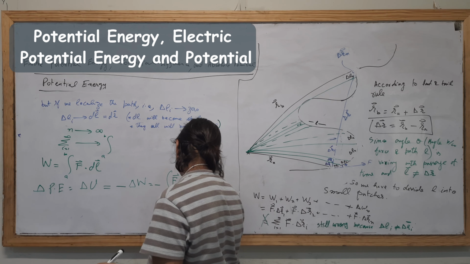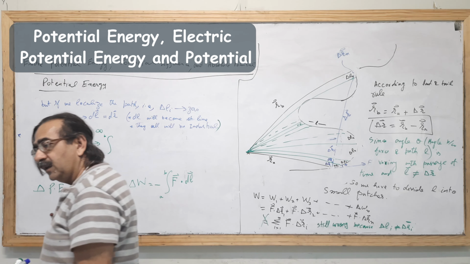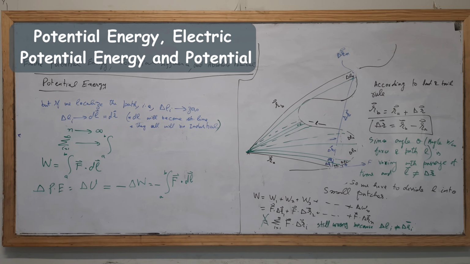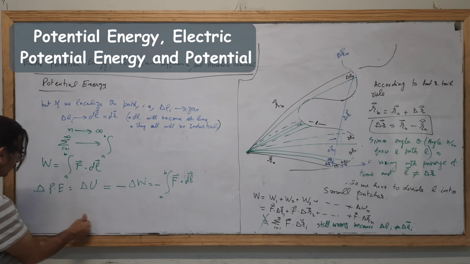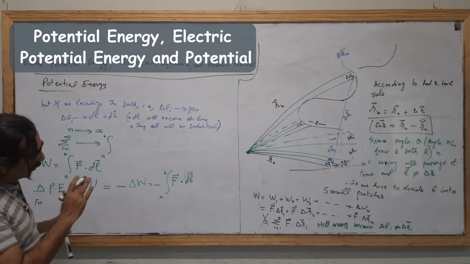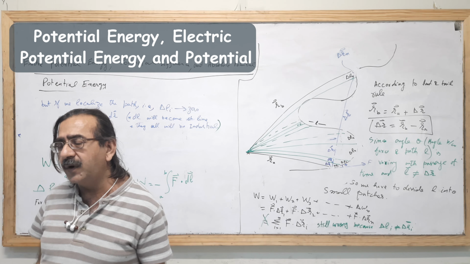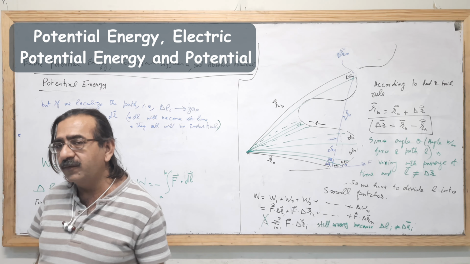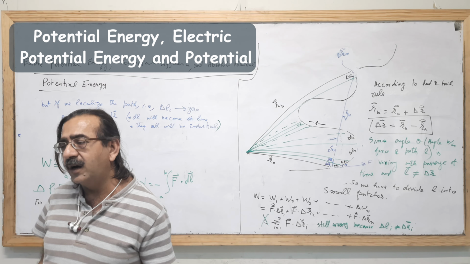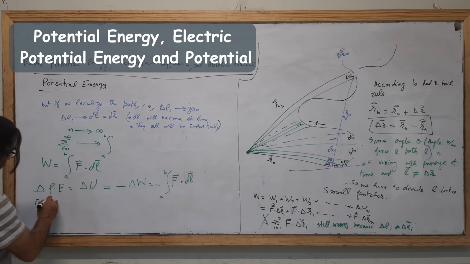Minus integral of F dot dl, from A to B. That was the potential energy. That is not potential, but that is a potential energy. This formula is true for gravitational potential energy as well as for electricity, because all the formulas are generally the same, but when we put the values, they become specific to the particular case.